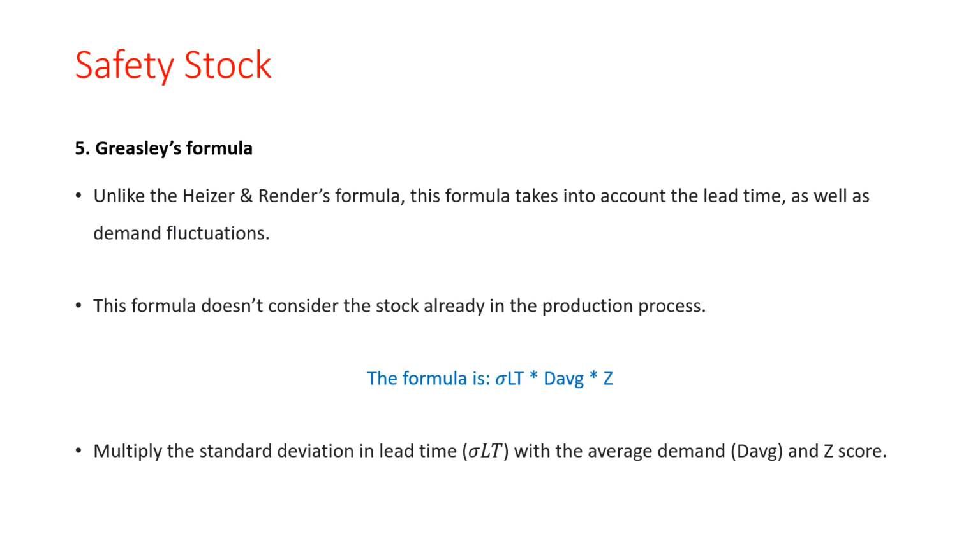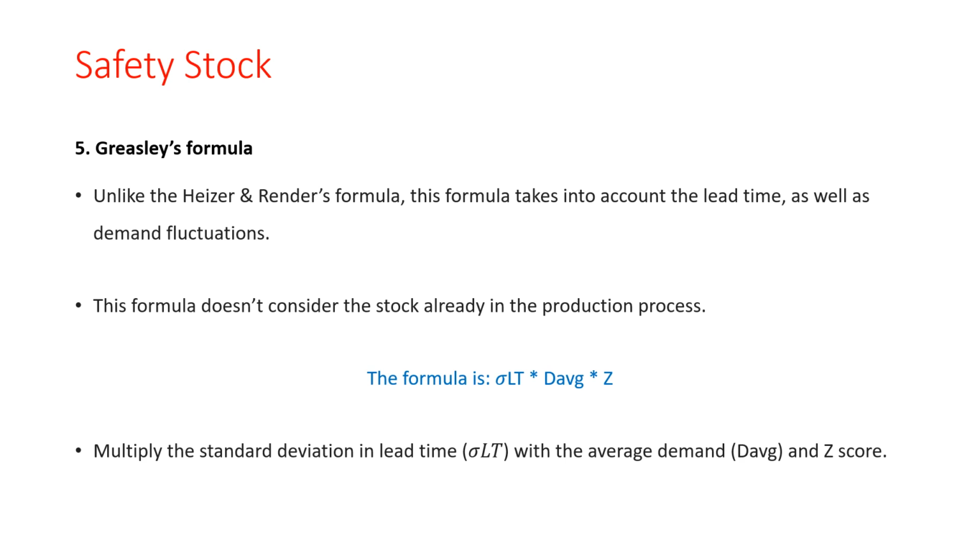The next type is the Greasley formula. Unlike the Heizer and Render formula, this formula takes into account the lead time as well as demand fluctuations. This way it gives an even better idea of the level of safety stock. This formula doesn't consider the stock already in the production process. So the formula is what? Sigma LT times D average times Z.